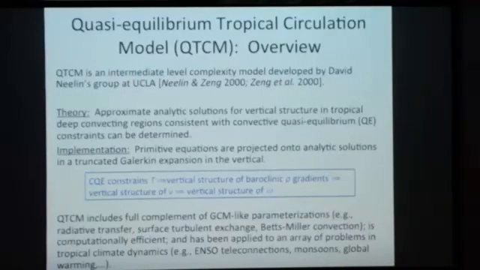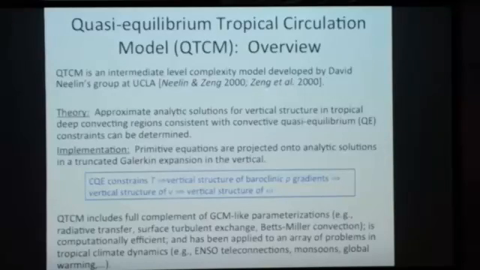And this particular type of intermediate level complexity model was designed by David Neelin's group at UCLA, and I worked in Neelin's group, so in part that's why I'm talking about it, because I've worked with this particular model. But I think it's really a nice tool to work with, subject to the constraints, obviously, that come along with running a model of this type.